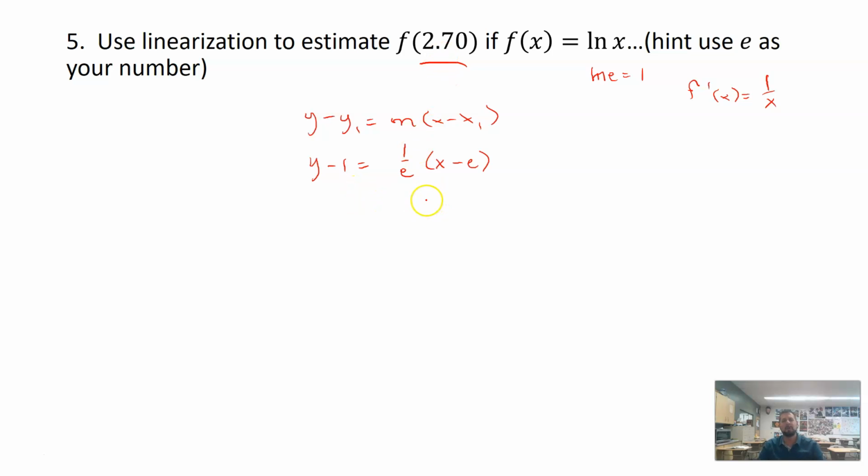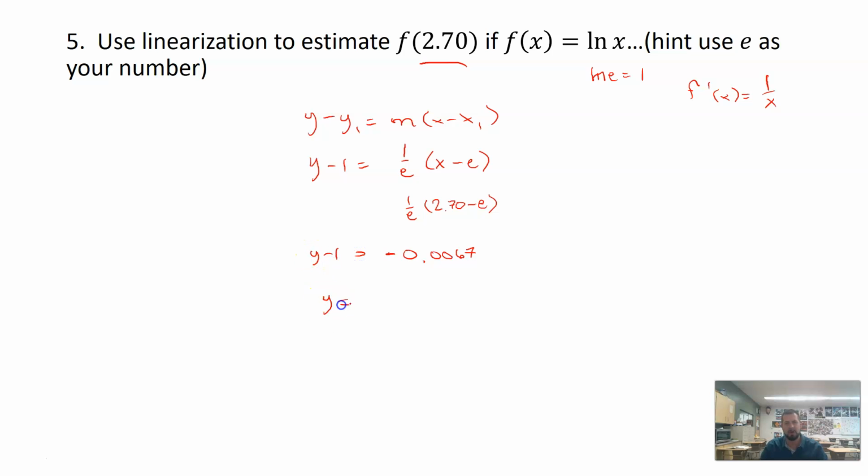Now I take 2.70 and I plug that in. Okay, so I have 2.70 minus e times 1 over e. And I realize these problems are supposed to be done without a calculator, but there's no way you're going to be able to figure that out. So I'm going to type it in real fast, and when we do that, we get negative 0.0067, okay, is equal to y minus 1.